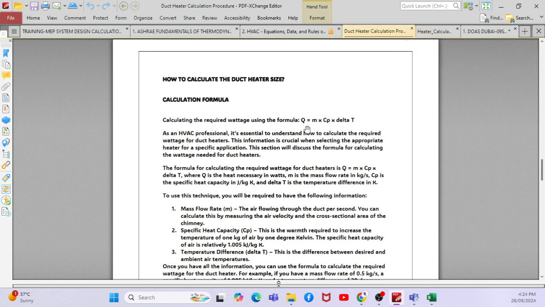So you can see the equation Q equals m c p delta T, where m is the mass flow rate, c p is the specific heat, and the delta T will be the difference between the condition you achieved and the condition you required. So that temperature is the delta T.